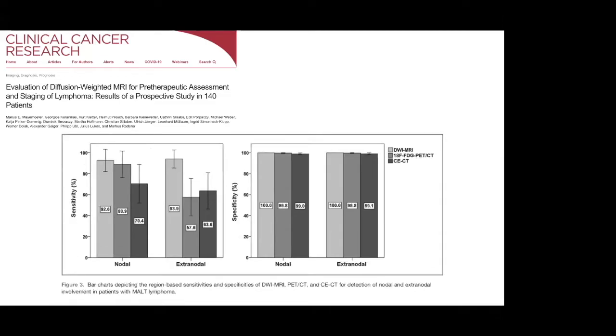But the story is quite different for indolent lymphomas. This is an example for all the mild lymphomas. And in fact, if you look at this, the brightest is DWI, then PET-CT, and the darkest CT. It's clear that the whole body MRI is more sensitive both for nodal, but particularly extranodal disease, with similar specificity.